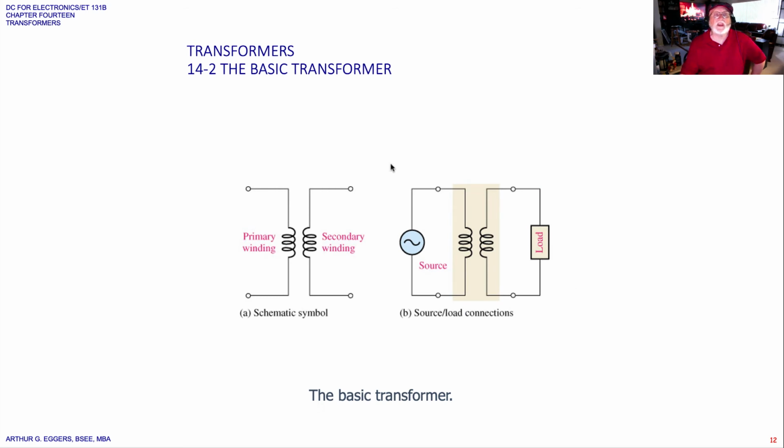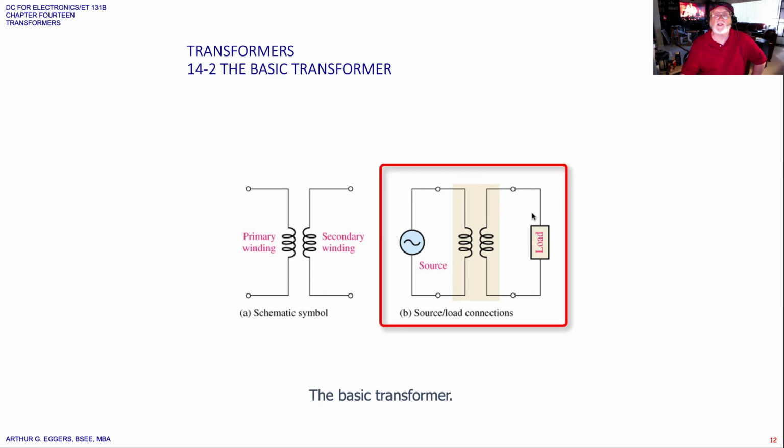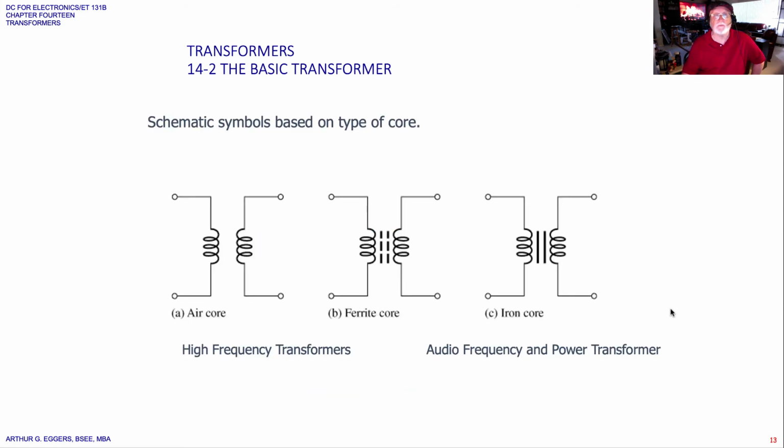So we can see here our basic schematic symbols: primary 1, secondary 2. If we connect a source and a load to it, you can see we have an AC source on the input. We've got some load on the output, not defined. Okay, so this is your basic transformer relationship.